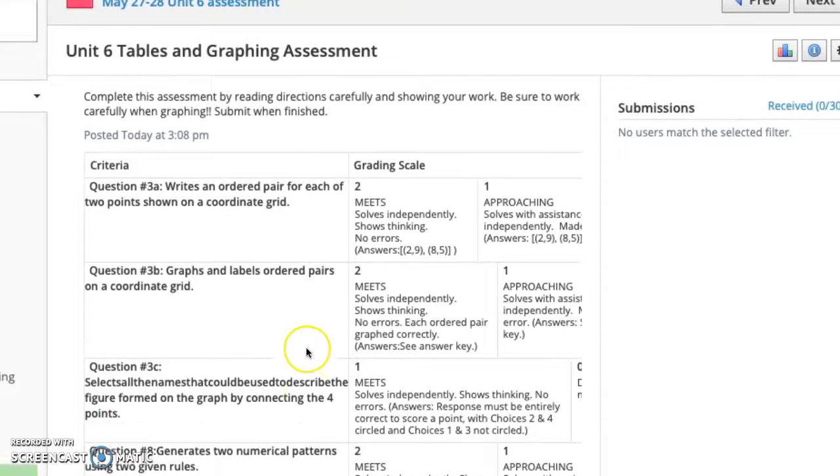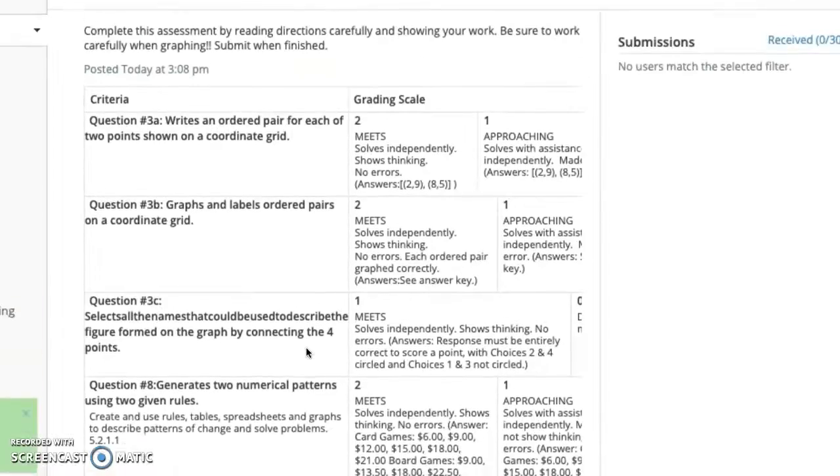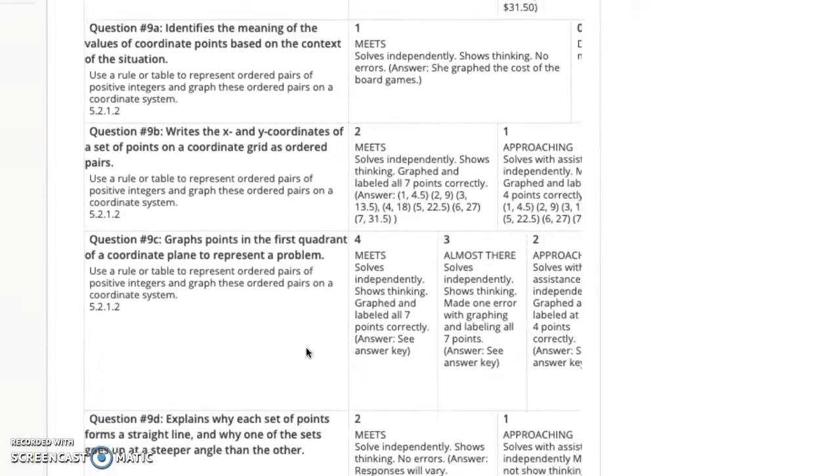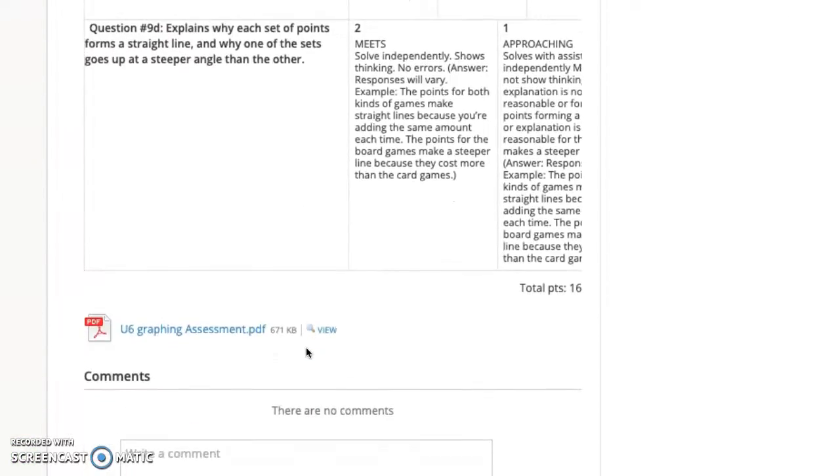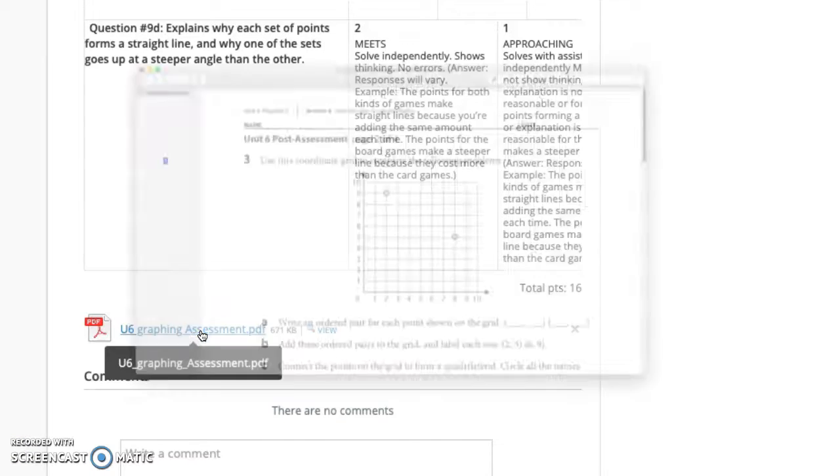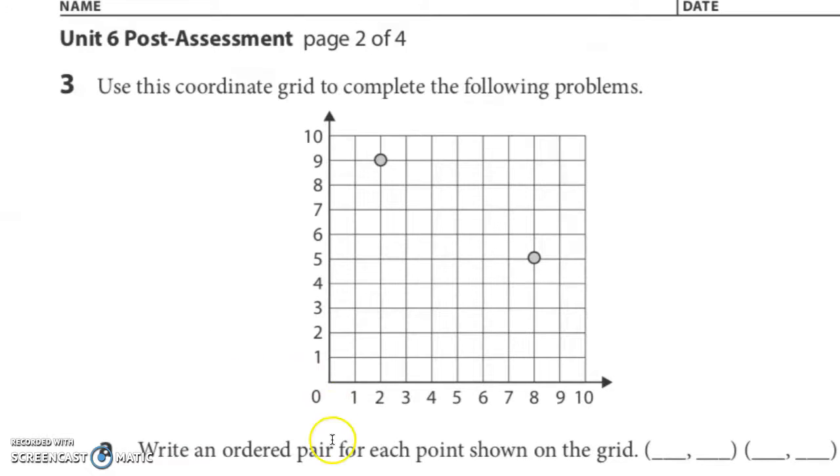What you will see is the rubric, and then down below you'll notice how many questions there are, which is questions 3 through 9, and at the way bottom you will see the PDF that you will need to download and upload into Notability. Now let's look at what's on this assessment.